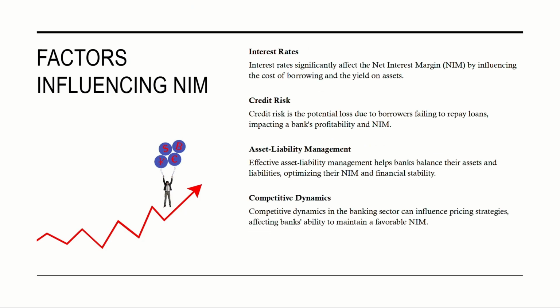Factors influencing NIM. Interest rates. Interest rates significantly affect the net interest margin by influencing the cost of borrowing and the yield on assets. Credit risk. Credit risk is the potential loss due to borrowers failing to repay loans, impacting a bank's profitability and NIM. Asset-liability management. Effective asset-liability management helps banks balance their assets and liabilities, optimizing their NIM and financial stability. Competitive dynamics. Competitive dynamics in the banking sector can influence pricing strategies, affecting banks' ability to maintain a favorable NIM.